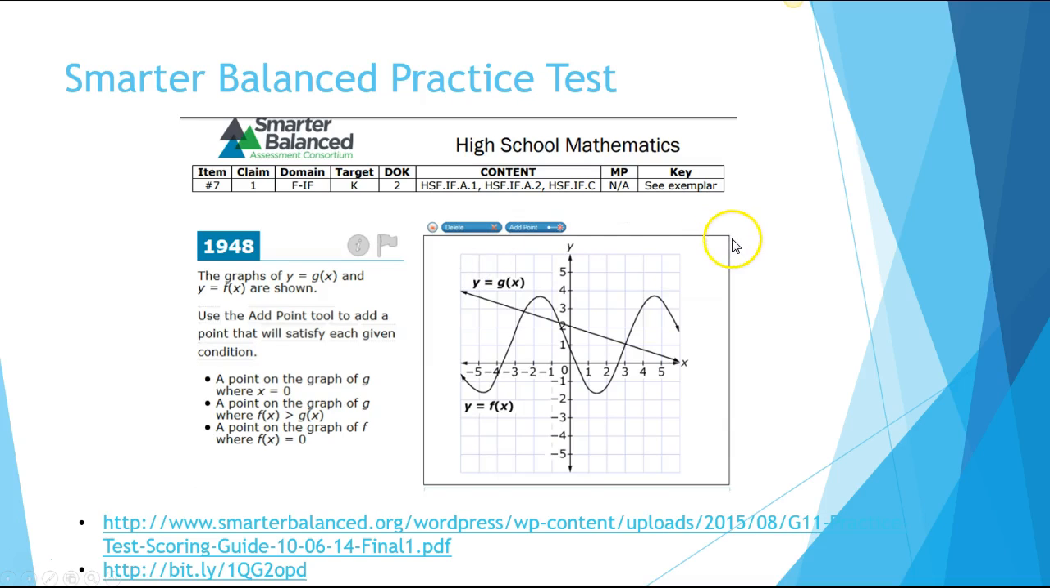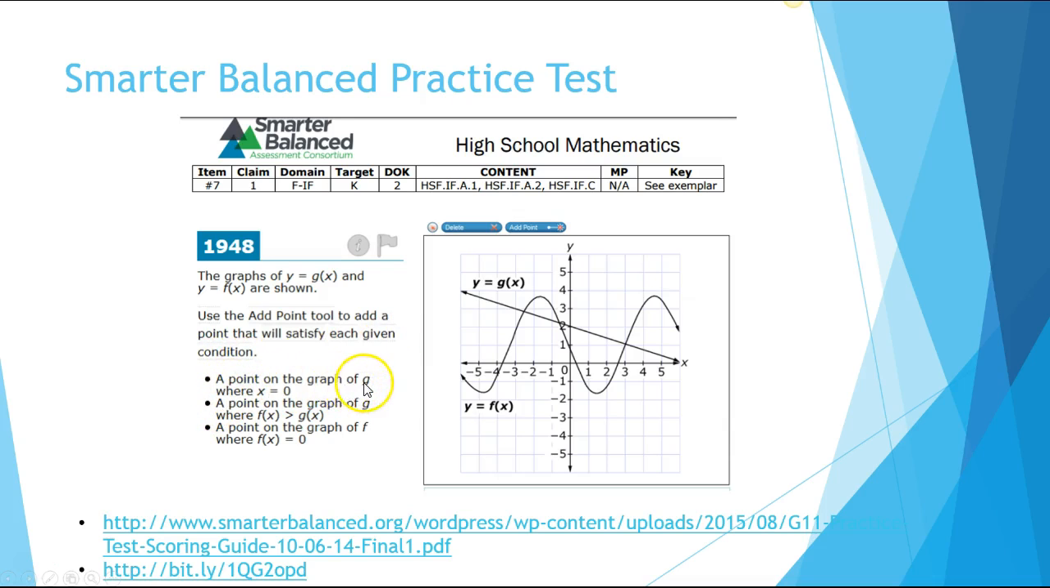As we look at the next one, this one is from the Smarter Balanced practice test, and this one is asking them to compare two functions. The Smarter Balanced tests are given at the 11th grade level, so although this is a sine or cosine type function, they would still want the students to be able to compare them. So we talk about g of x and f of x being two separate functions, and they want students to use the add point tool to add a point that will satisfy each given condition.